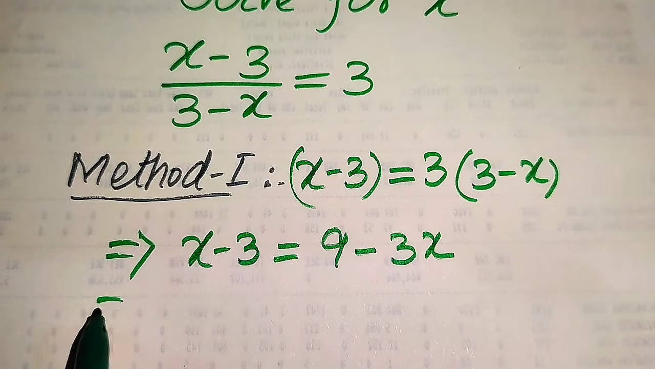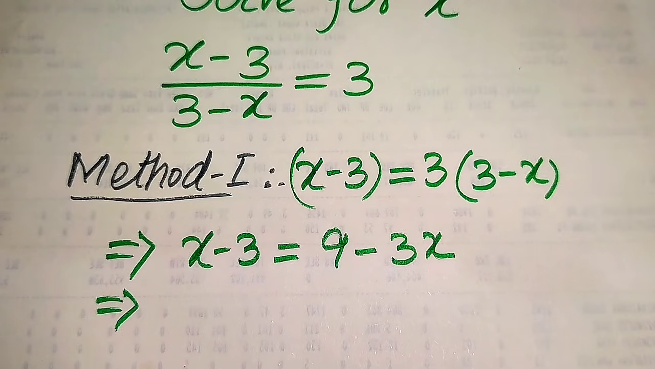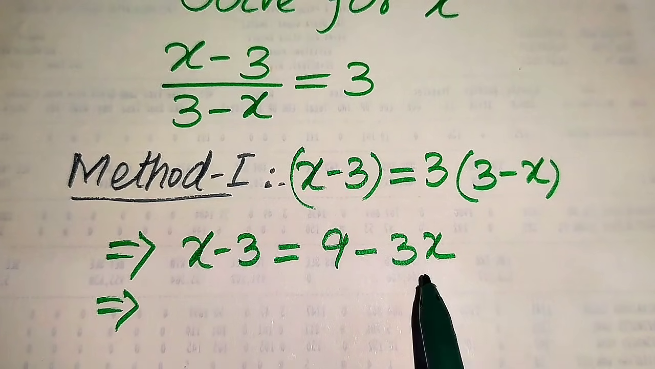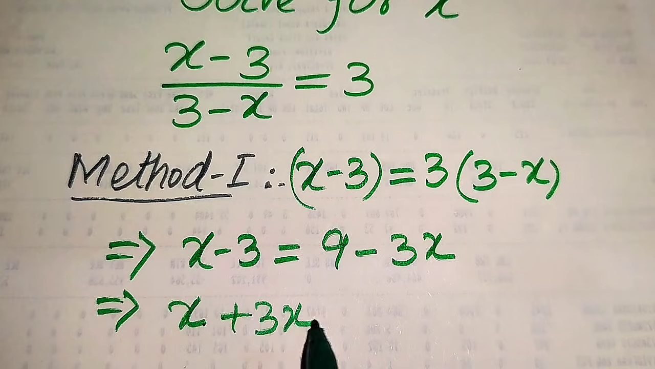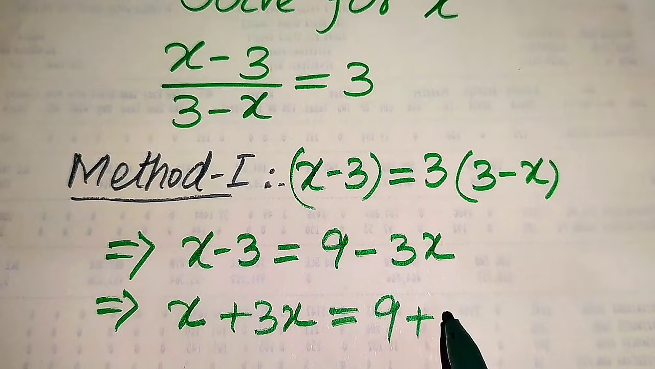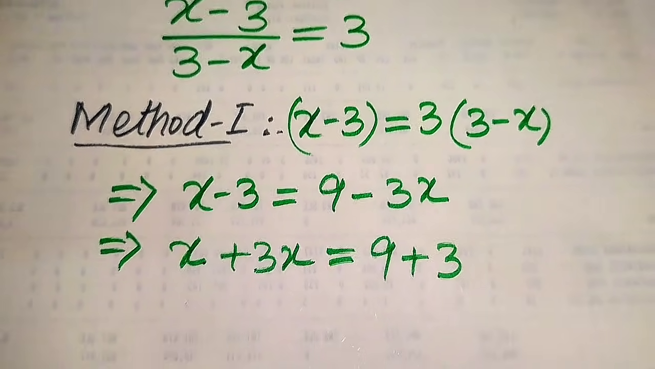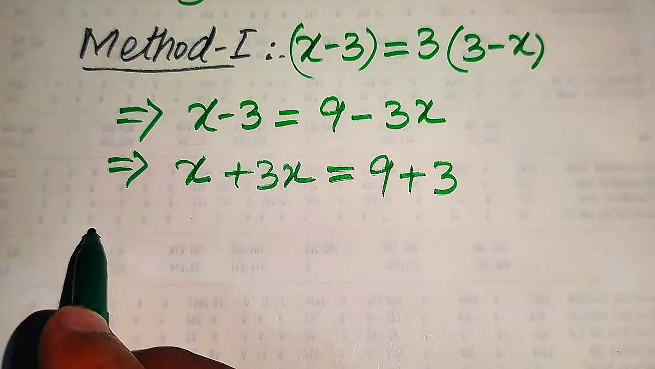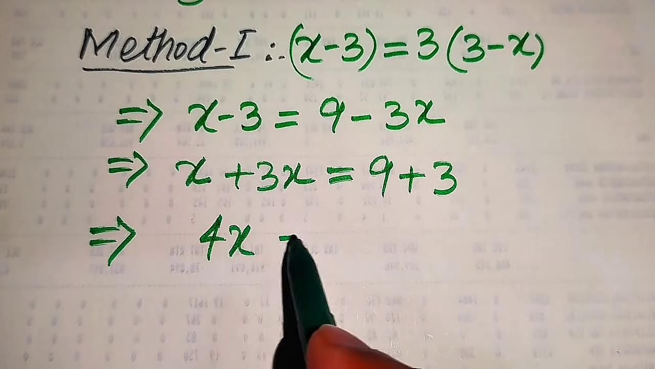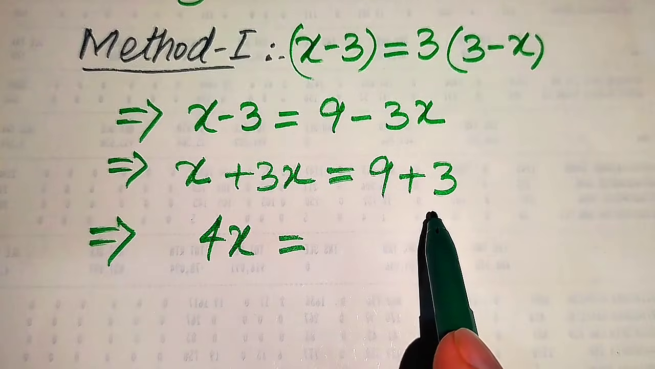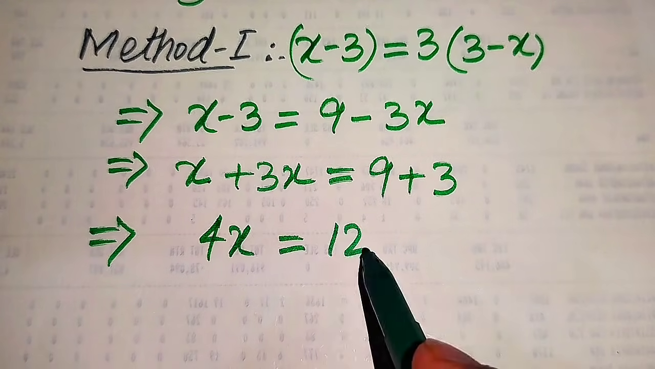Now in the next step we move our variable terms to the left hand side. This is minus 3x; when we move it to the left hand side, it becomes plus 3x, and this x already lies on the left hand side. This is minus 3, and when we move it to the right hand side, it becomes plus 3. Then x plus 3x becomes 4x, equals 9 plus 3, which becomes 12.